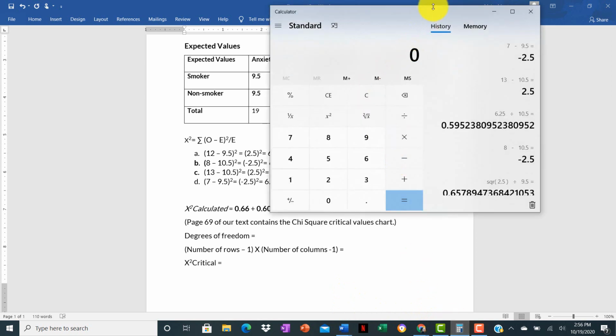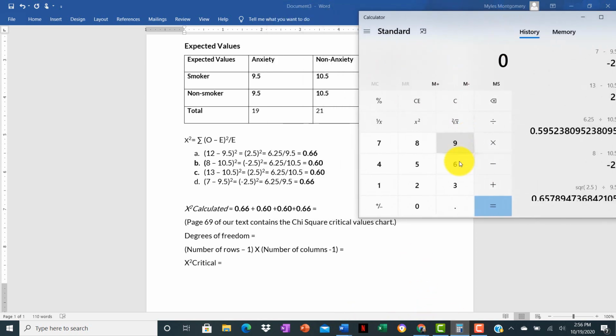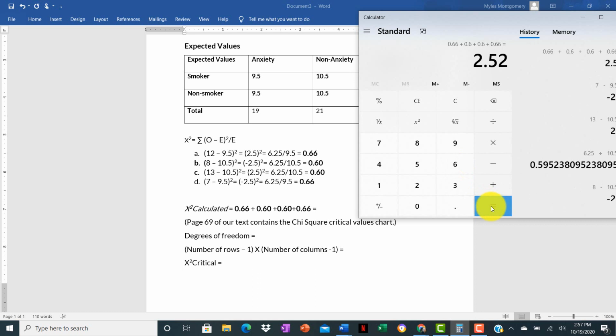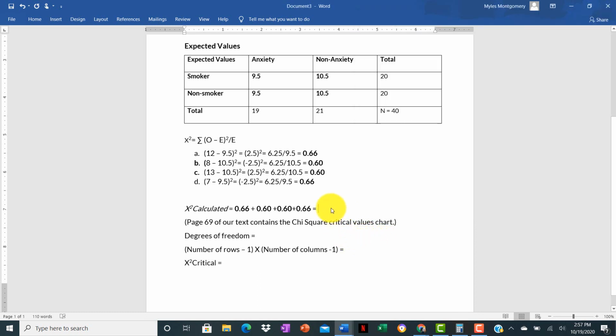So let's go ahead and move right down to our calculator, and we'll sum it all up. We'll do it this way: 0.66 plus 0.60 plus 0.60 plus 0.66. Did I do it all right? I hope so. 2.52. So the calculated value for us today for this chi-square, when we compared the observed and the expected, is 2.52.